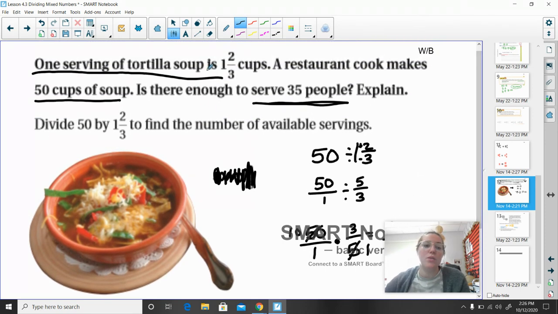Okay, so this is one of those where we have to make sure that we're understanding what's being divided up, because had we written it the way we saw it in the problem, it would have been backwards.